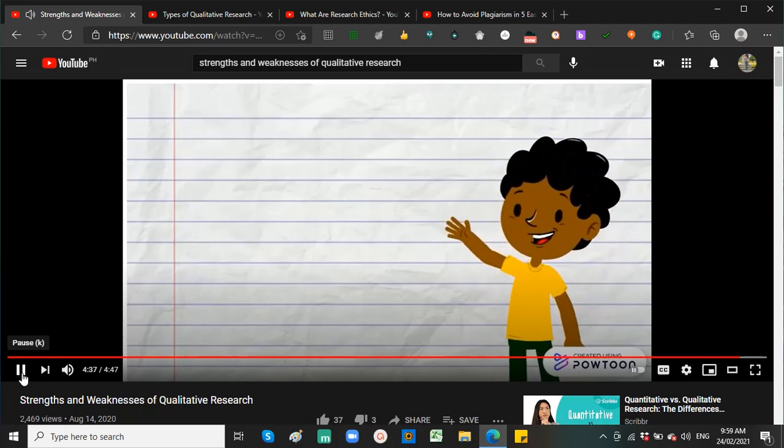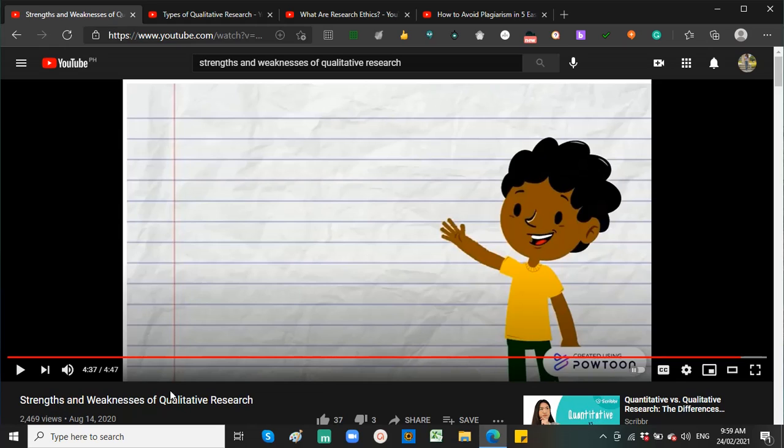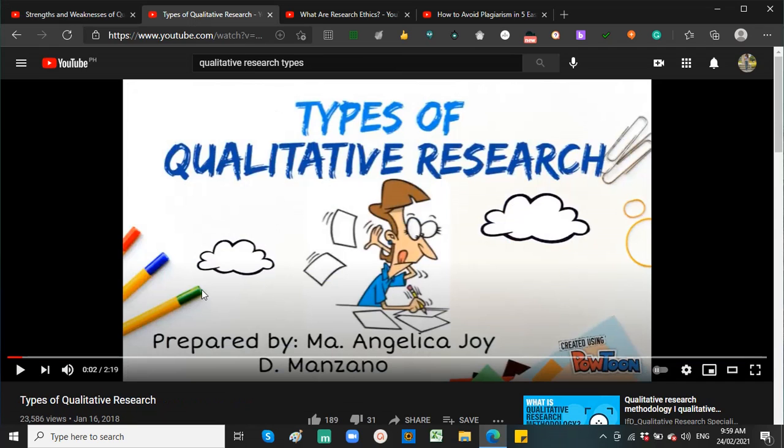Alright, so we already talked about what are the strengths and weaknesses of a qualitative research. To further understand the nature of Practical Research 1, which is qualitative in nature, we will now talk about the different types of qualitative research.